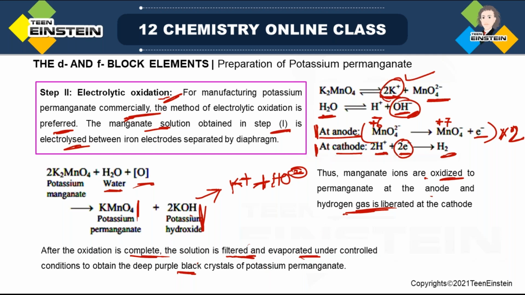But see what is mentioned here, the solution is filtered and evaporated under controlled condition. Okay, that means it can also remain in the filtered part. So after filtration, the filtered part that you have obtained, if you evaporate it, that means water will be evaporated, and the solid part will remain, which is the deep purple colored crystals of KMnO4. Any doubt?